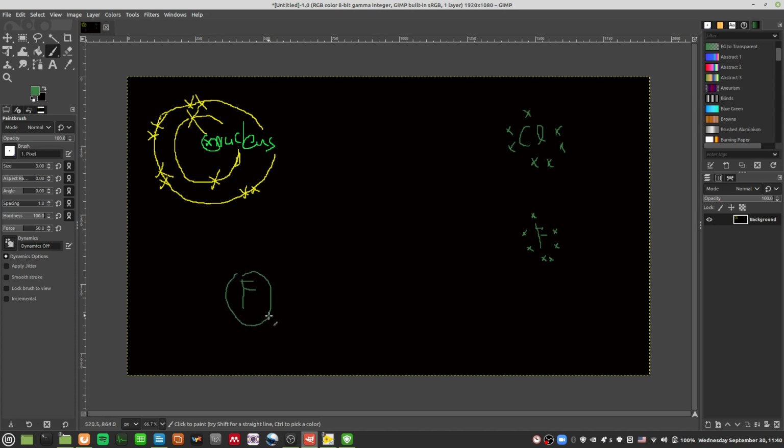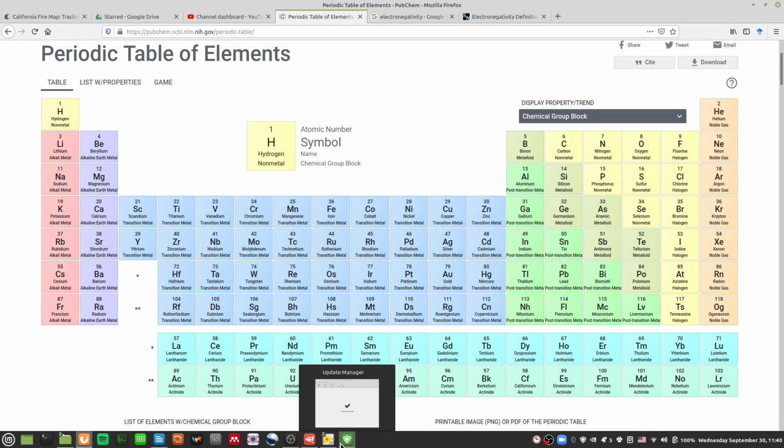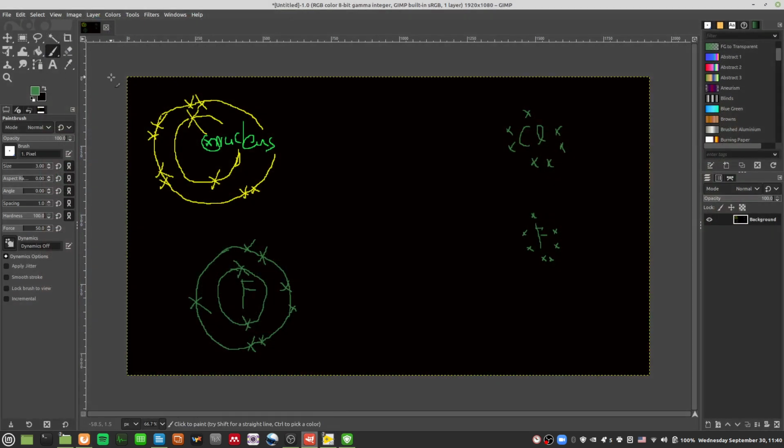The fluorine atom has 2 electrons in the innermost shell, followed by 7. Okay, I'm just going to put the F there where the nucleus normally is. Alright, so it will have 7 outermost electrons. Okay, chlorine has 17 protons, right? So I'll need to have 2, 8, and 7. So that's 17. So let me draw 2, 8, and 7.